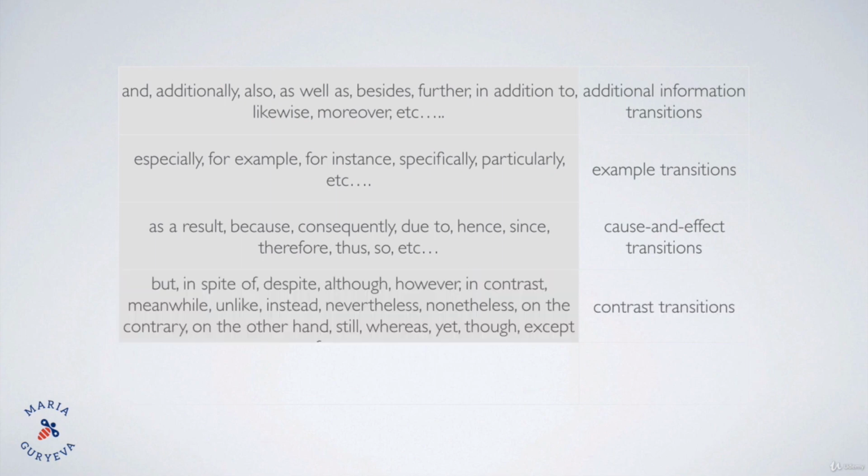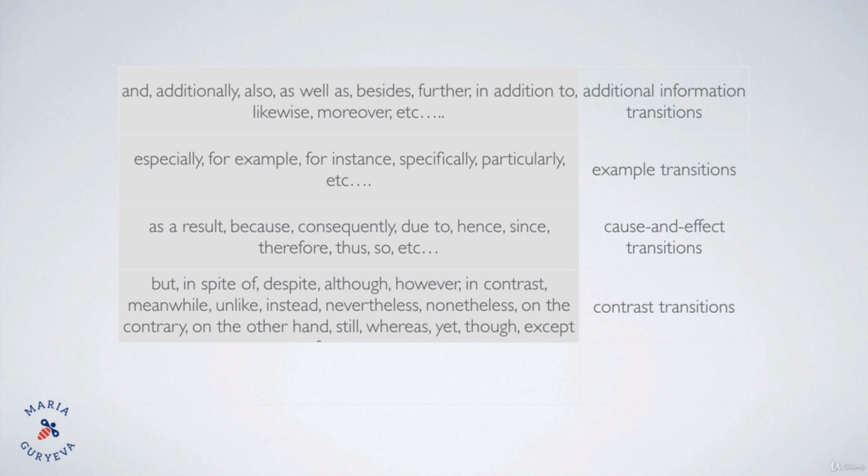So the next transitions are contrast transitions. These are very popular ones. So this means that after one of these words, there will be contradicting information, right? The contrasting information. So we need to look for some kind of contradiction and look for the best place for this sentence so that it contradicts the previous sentence or contrasts the previous sentence, okay?